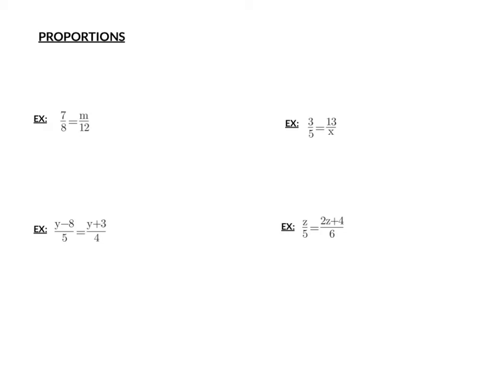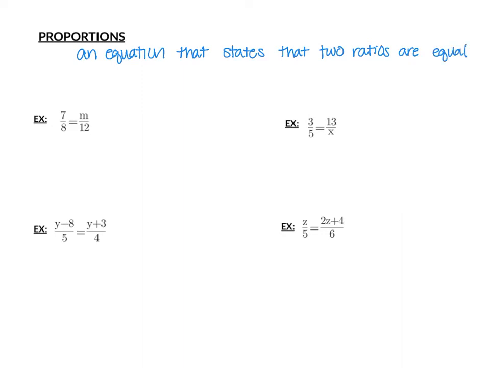So let's get started. A proportion is an equation that states that two ratios are equal. So a proportion is an equation, which means it's got an equal sign, that states two ratios are equal.